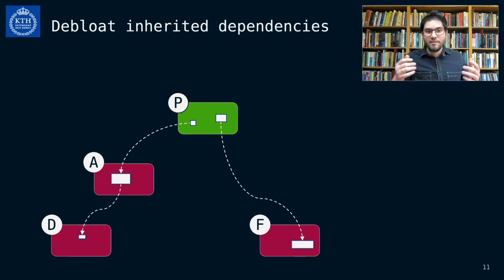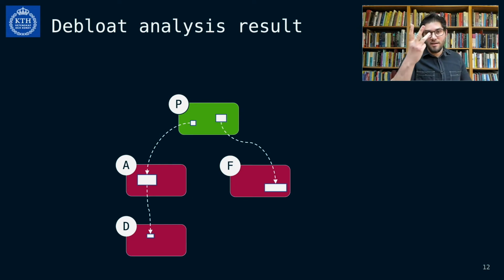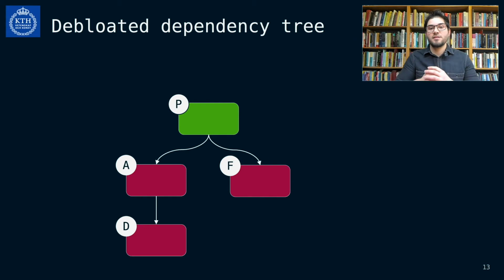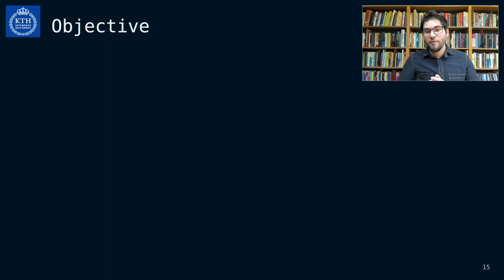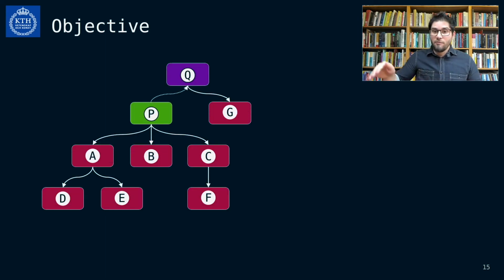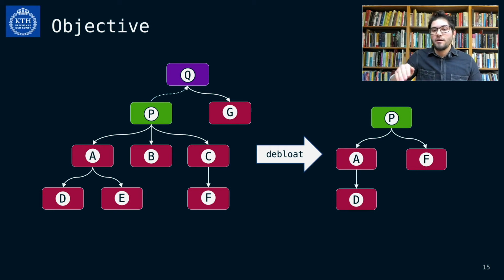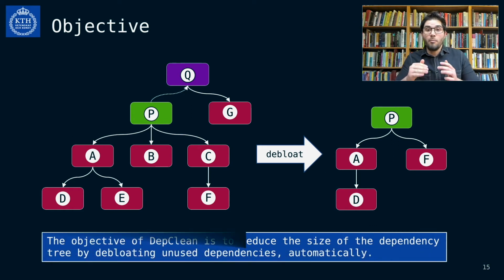So at the end, P only uses 3 dependencies, A, D, and F. And the result of using DepClean is a smaller dependency tree with only 3 actually necessary dependencies. To sum up, the main objective of DepClean is, for a given Maven project P, to debloat its dependency tree in order to produce a smaller version of it without bloated dependencies.